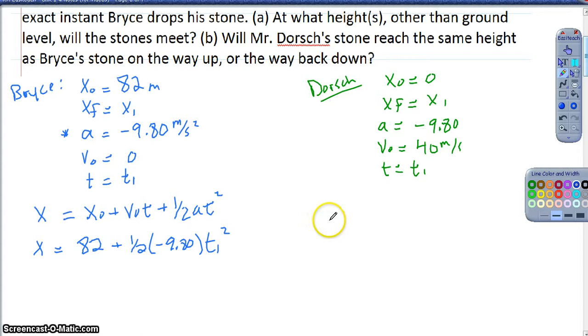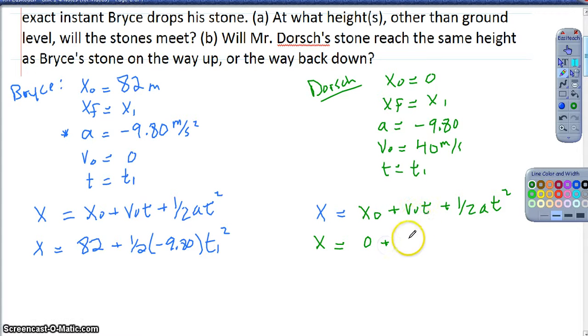Do the same thing for my stone that I've thrown upward. So again, using the same equation, because I've got the same variable measurements here. So I just set this up, plug this in. Again, that final position is going to be the same, so x or x1 or whatever you want to call it. The initial position of 0 this time, and the initial velocity is not 0 because I'm throwing it upward.